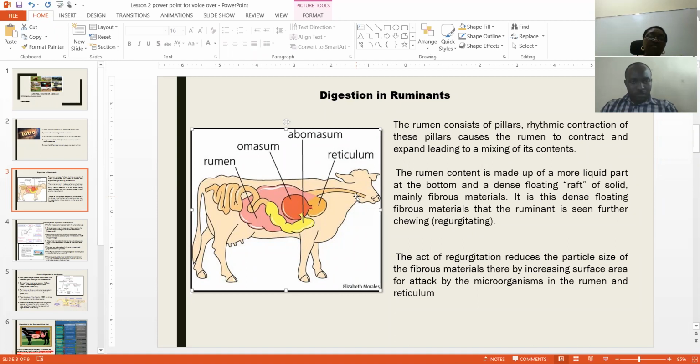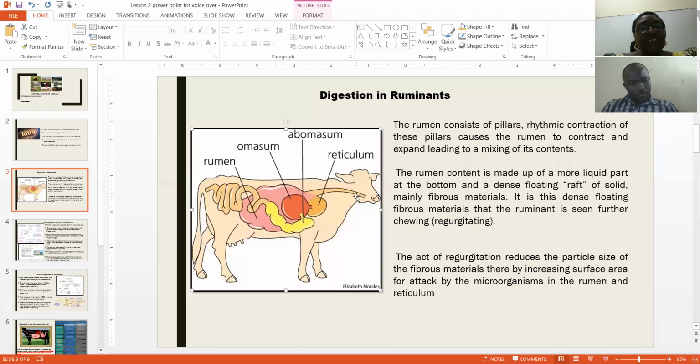So I'm sure you have noticed in your environment, you see a cow just sitting down and eating and eating and eating. What it is actually eating is this top layer of solid material. It returns it to the mouth, chews it, swallows it, returns it. So it helps in reducing the particle size. Not only that, in reducing particle size, it creates a greater surface area for microbial digestion.